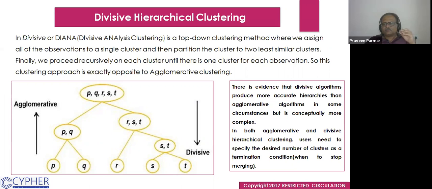So very few people apply this. For both agglomerative and divisive hierarchical clustering, users need to specify the desired number of clusters as the termination condition, to know when to stop merging. Otherwise you will go to the last point. In R we have the technique for how to calculate this sort of divisive clustering, but mostly we do agglomerative.